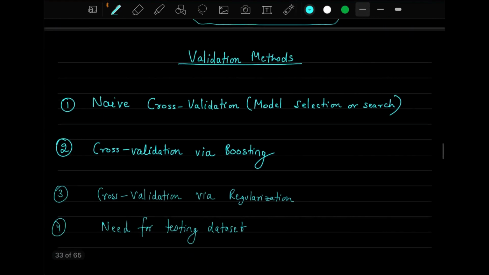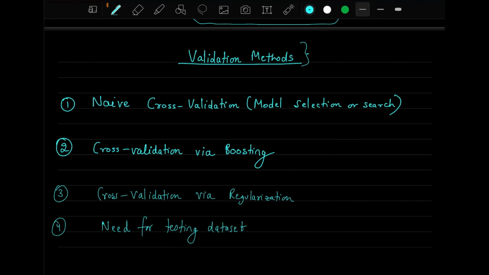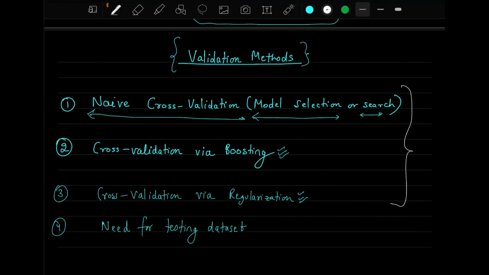There are different validation methods available. One is the naive cross validation technique, also called model selection or search. This is the naive way of doing it. Then we have cross validation via boosting. The third one is cross validation via regularization. We will discuss all these three in detail and understand the difference between them.